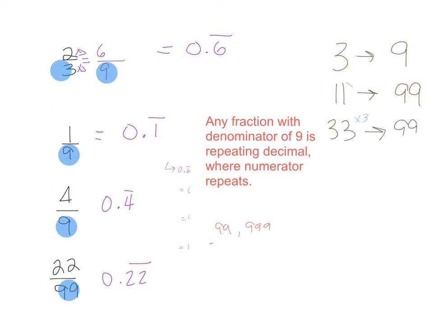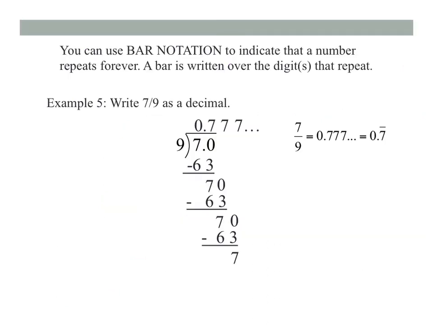So if your denominator is 3, 11, 9, 33, 99, 999, etc., then you can be certain that it will be a repeating decimal. As we just saw, 7/9 is 0.7 repeating, and you use what we call bar notation to repeat a number so that you know that it goes on forever.